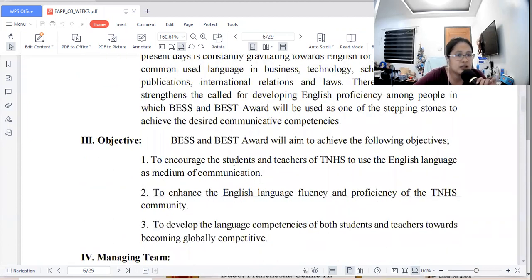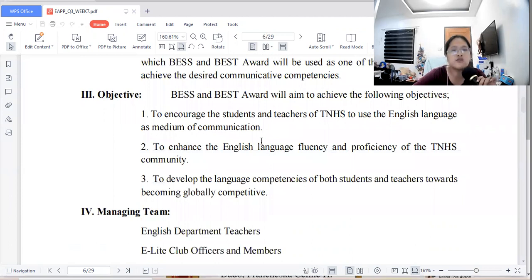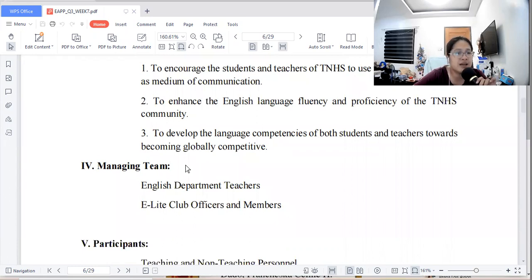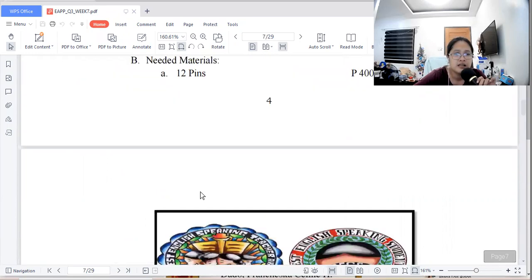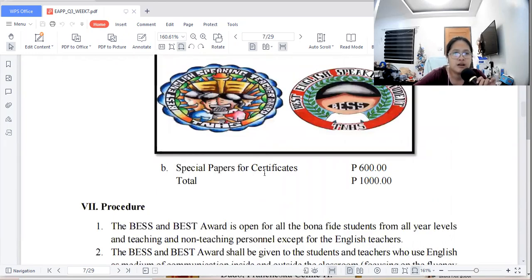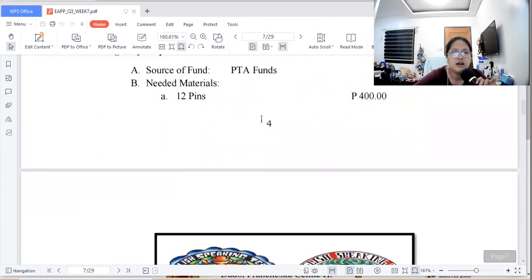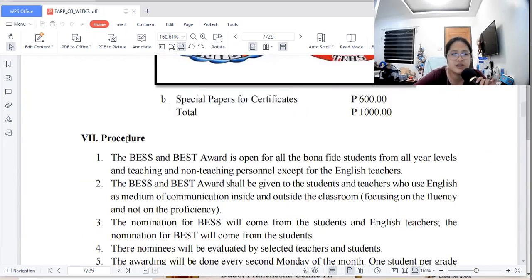Okay, ayan, to encourage the students of the NHS to use English language as medium of instruction or communication, to enhance the English fluency and proficiency of the NHS community, to develop the language competencies of both students and teachers. Then you also have to consider the managing team, sino yung mga participants, budgetary requirements, okay, and then kung ano yung mga mapapanalunan, of course, ayan, I mean, funds, and then if may mapapanalunan, like, for example, this one, certificates, okay, what's the procedure?